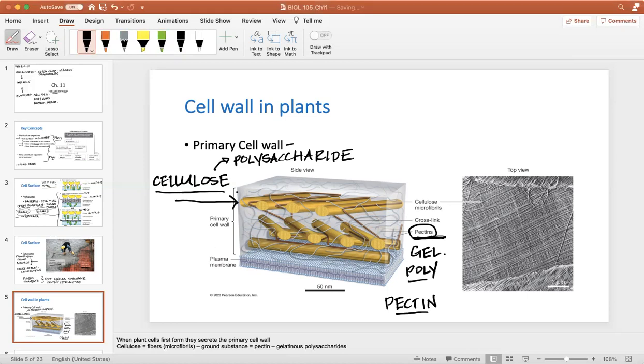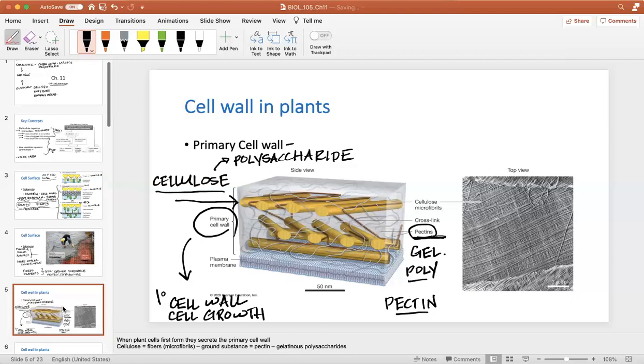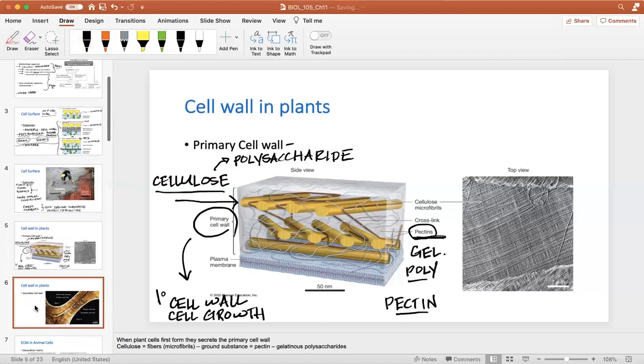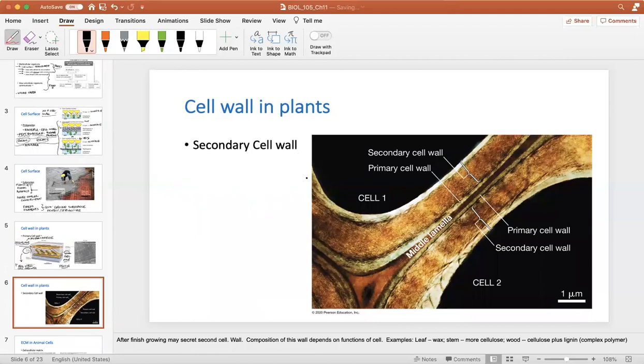Okay, now what I just described to you is actually what we call a primary cell wall in plants. And this primary cell wall is usually formed when the cell is first formed, okay? So it is usually formed during cell development, cell growth. This is formed right after cells divide. One of the first things that happens is this primary cell wall is formed. If there's a primary cell wall, then that suggests that there is a secondary cell wall, and that is in fact true. So let's take a look at this diagram.